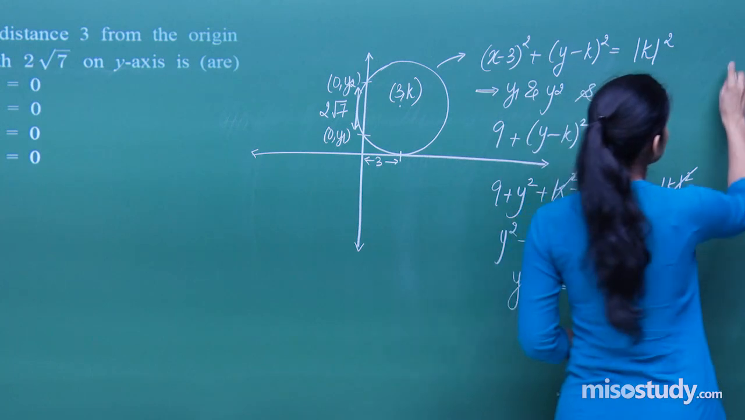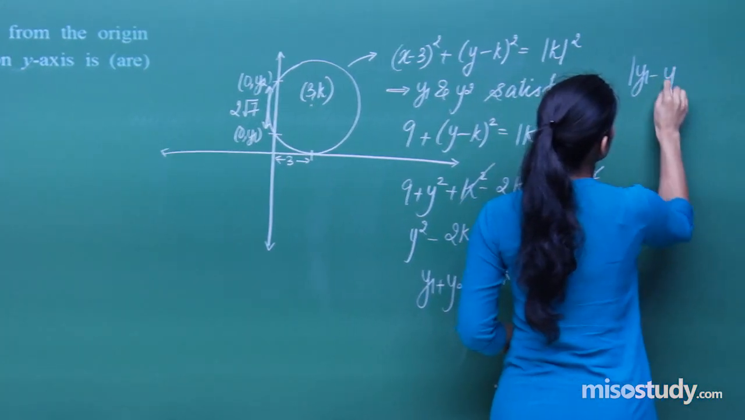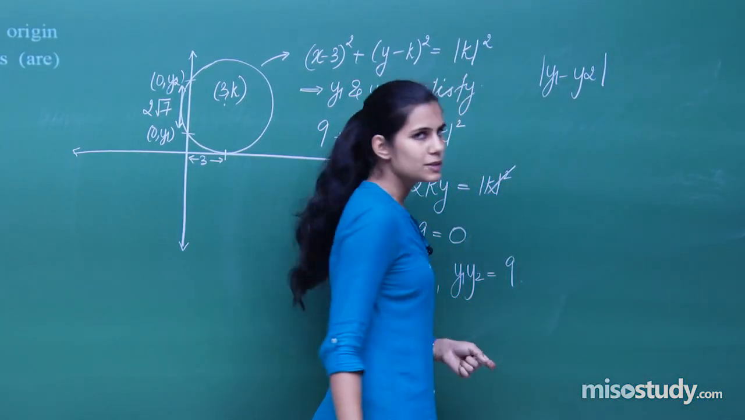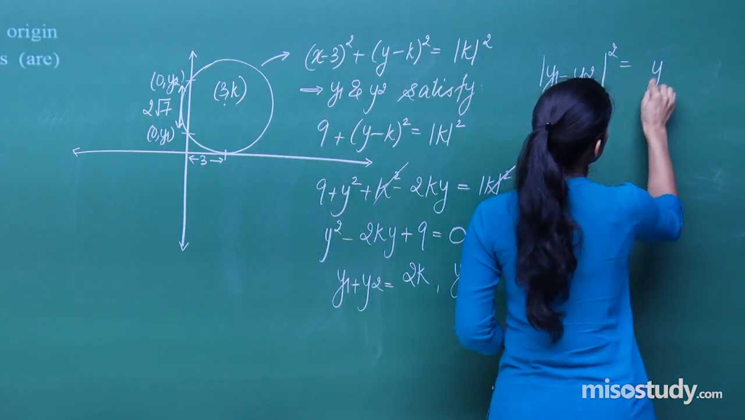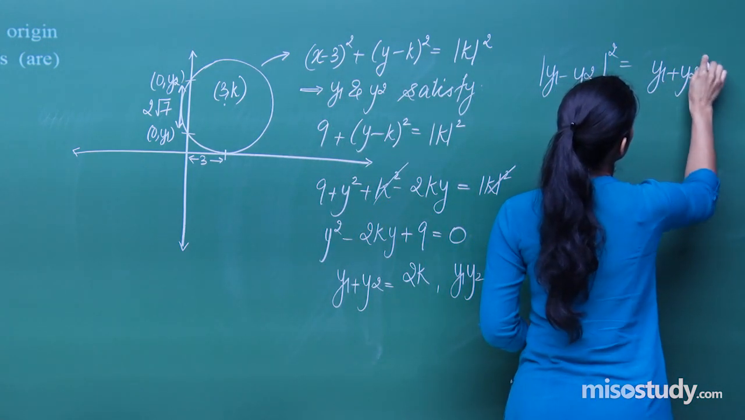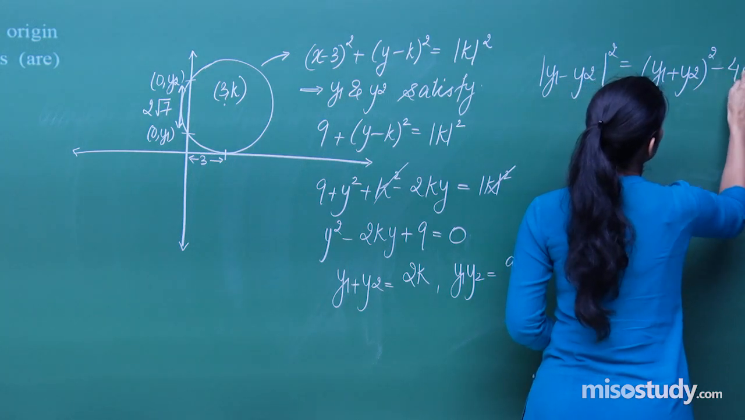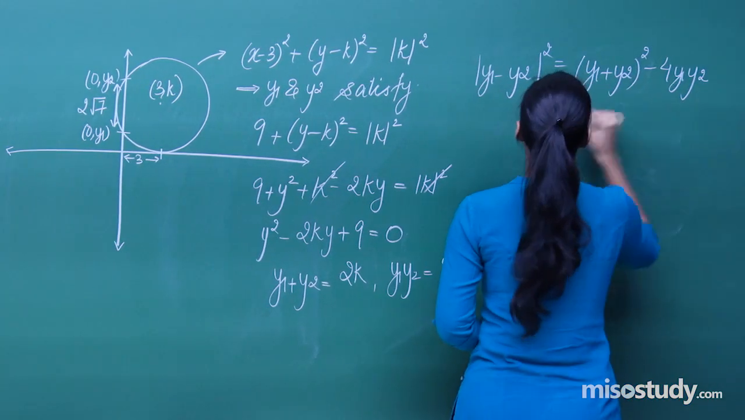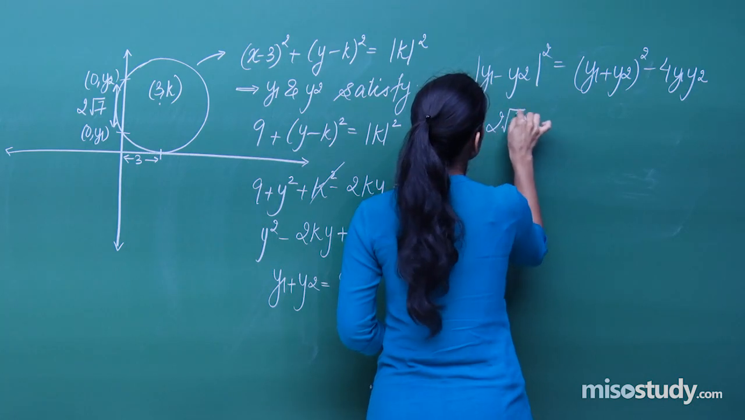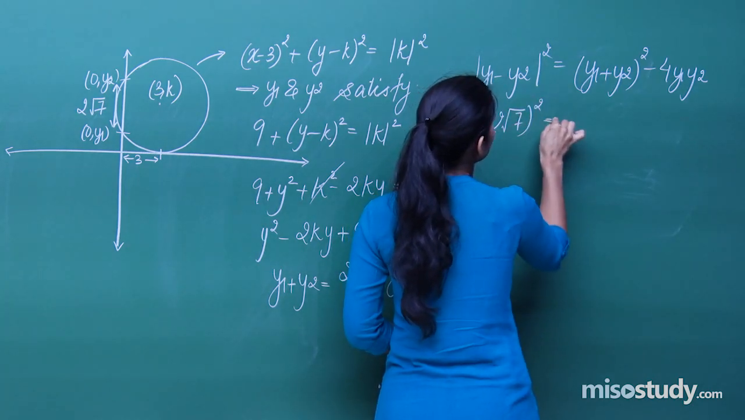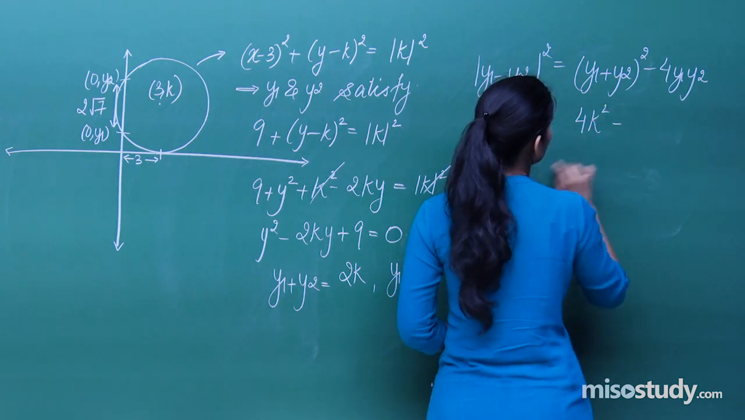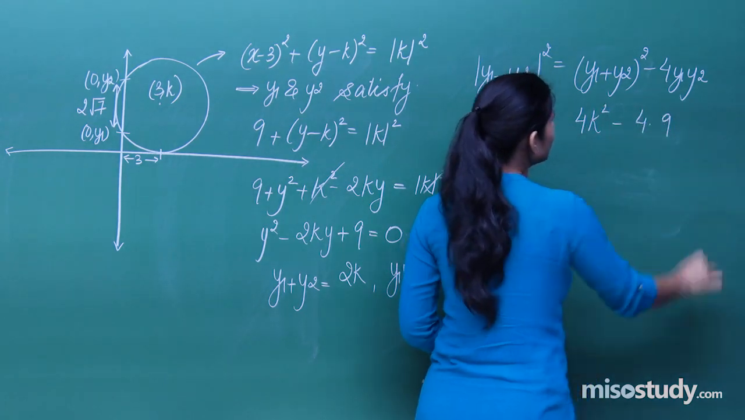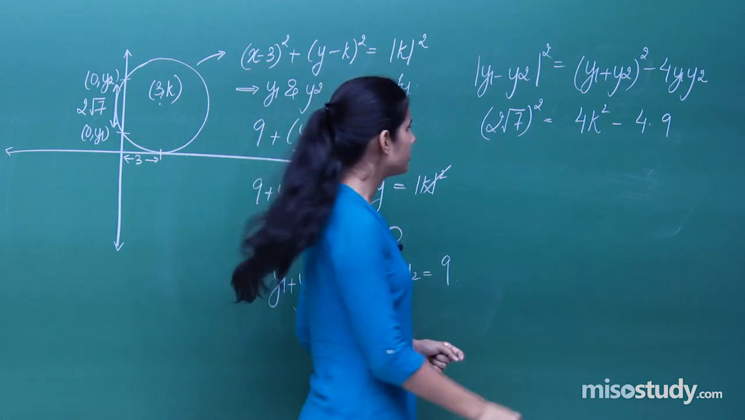Now you are given the intercept is 2√7. That means mod of y1 minus y2 is 2√7. When you square it, you can alternatively write this as (y1 plus y2) whole square minus 4y1y2. This is given as (2√7) whole square, which equals (y1 plus y2) whole square, that is (2k) whole square, which is 4k square, minus 4 into 9, because y1 into y2 is 9.